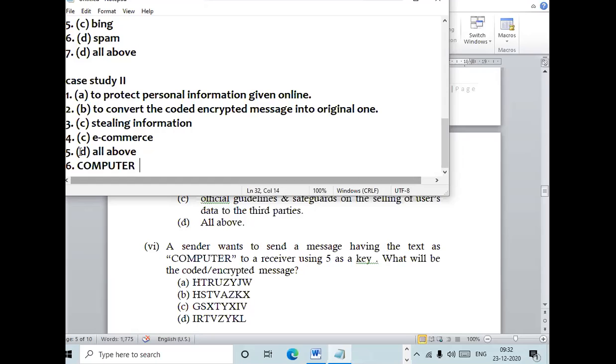Letter C. Start from letter C: D, E, F, G, H. So what is the first code? H. Next is O. What is the 5th character after O? P, Q, R, S, T. Now pick up M. After M count 5: N, O, P, Q, R.